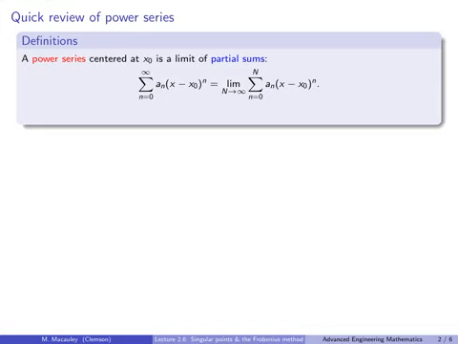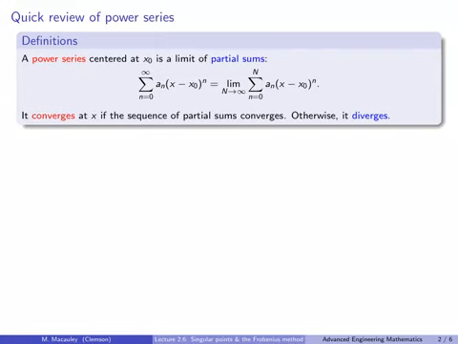A power series centered at x naught is a limit of partial sums. We write it as an infinite sum like this, but what we really mean is we're taking a finite sum from 0 up to capital N, and then taking the limit of those finite sums as N goes to infinity. Technically we don't know what an infinite sum is, but we can define a limit. This series converges at x if the sequence of partial sums converges. So we define what it means for an infinite sum to converge based on whether this sequence converges.